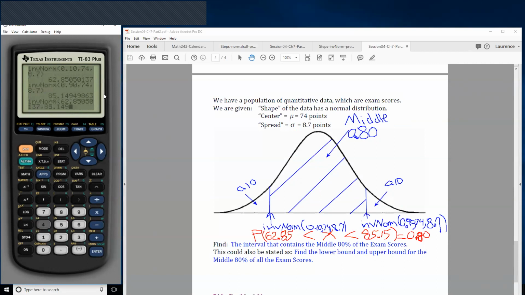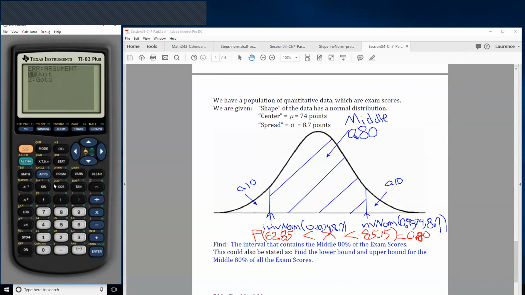Now let's put in that upper bound, 5.1494, 9863, comma. Now just put in your center, 74, comma, put in your spread, 8.7, right parenthesis, and before you hit enter, what's it going to equal? It's going to be really close to 80%.